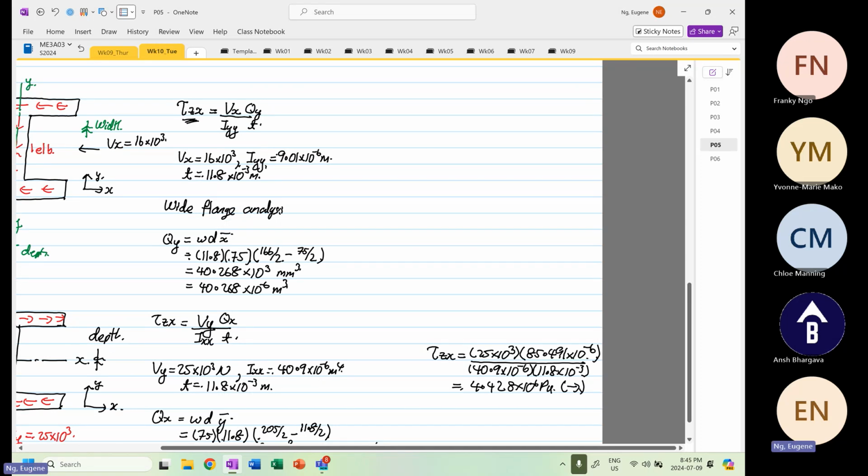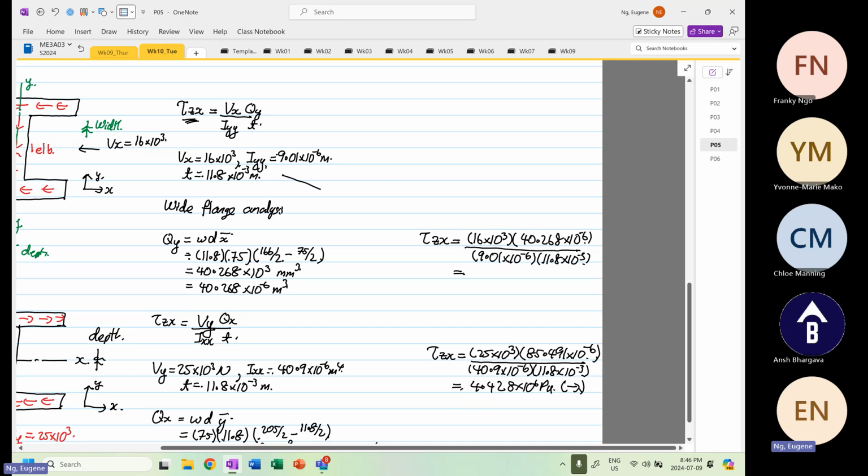The Vx. So if I were to calculate the Vx, shear xz is equal to Vx, which is equal to 16 times 10 to the power 3, multiplied by Qy, which is 40.268 times 10 to the power minus 6, divided by Iyy, which is 9.01 times 10 to the power minus 6. And then the thickness is 11.8 times 10 to the power minus 3. So this is for our Vx.